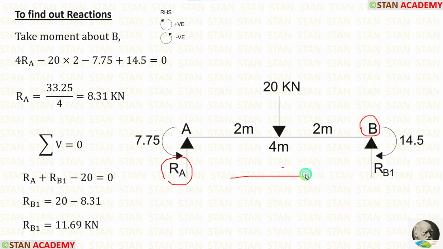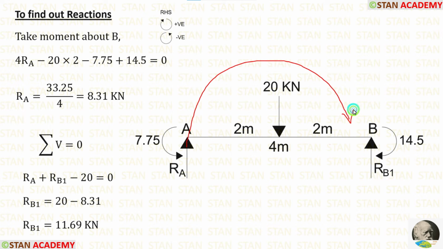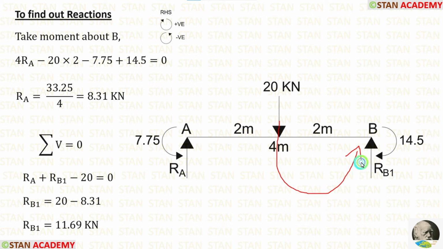In this case, I am moving towards the right hand side. Clockwise will be positive and anticlockwise will be negative. The vertical reaction RA is acting towards the point B in the clockwise direction, so it is positive and the distance is 4 meter. So 4 RA. The point load 20 kN is acting towards the point B in the anticlockwise direction, so it will be negative and the distance is 2 meter.